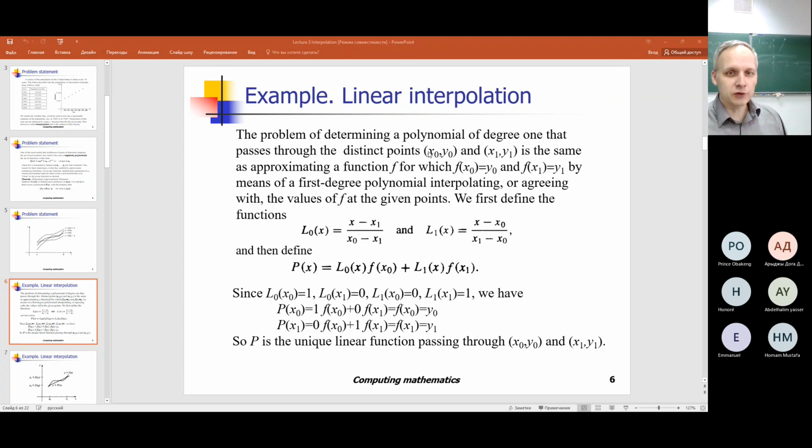So suppose that we have 2 points. I denote them here as x0, y0, x1, y1. The values of the function: f of x0 equals y0, f of x1 equals y1, and we try to approximate the function f by means of the first degree polynomial that passes through these 2 points.